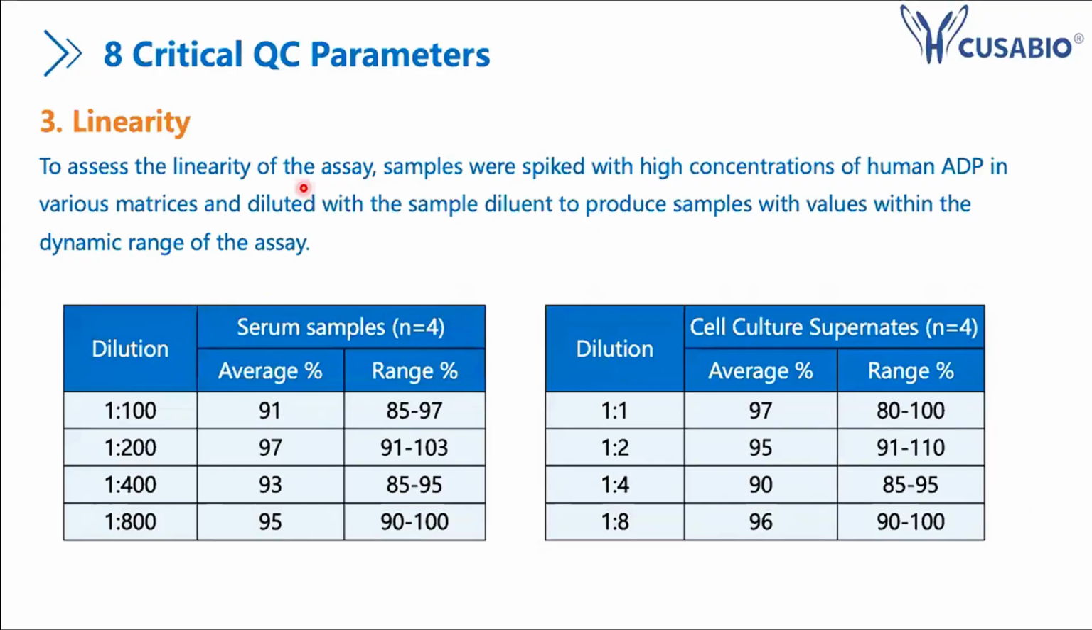The third QC parameter is the linearity. Linearity, I would say, is the test index of the experimental accuracy and the specificity. To assess the linearity, we usually need to spike the sample with a very high concentration into different matrices, and then make multiple dilutions with the diluent to perform the assay. So by measuring the multiple dilutions of known positive samples by ELISA, we want the concentration to be in a linear pattern.